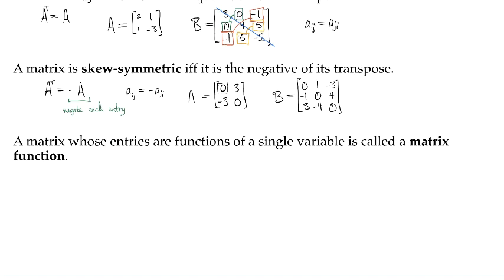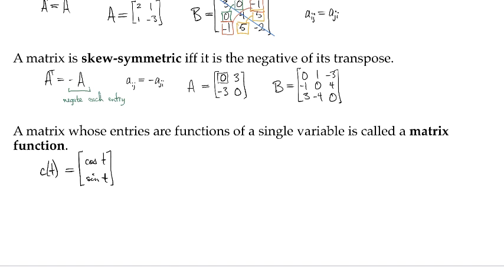And the last idea we have is that of a matrix function. A matrix whose entries are functions of a single variable is called a matrix function. And you've seen examples of this, for instance, in your calculus courses. So suppose we have cosine t, sine t as the entries of a matrix. Then you know this is a curve. This is a standard parameterization of the unit circle.